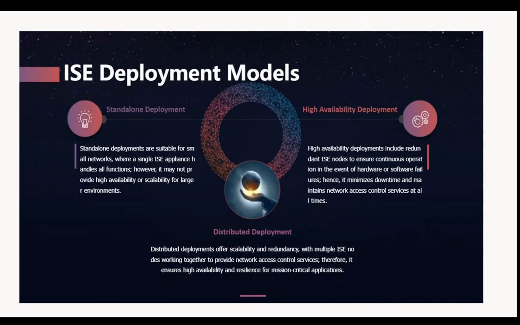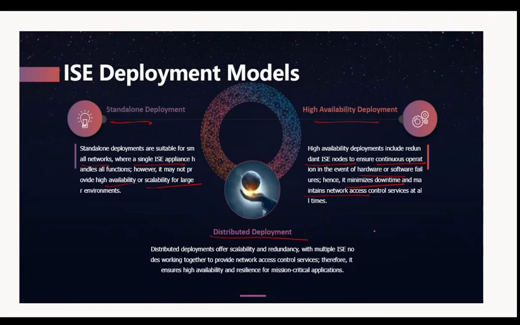The consistent policy enforcements are also provided across the networks through it. Now, ISE deployment can be done as standalone or high availability deployment. Standalone, as the name says, is suitable for small networks because a single ISE appliance handles all functions that we have just discussed. However, it may not provide high availability or scalability for large environments, but it is good for small networks. Then high availability deployment is where the deployments include redundant ISE nodes to ensure continuous operations in event of hardware or software failure. Hence, it minimizes the downtime and maintains network access control service at all times.